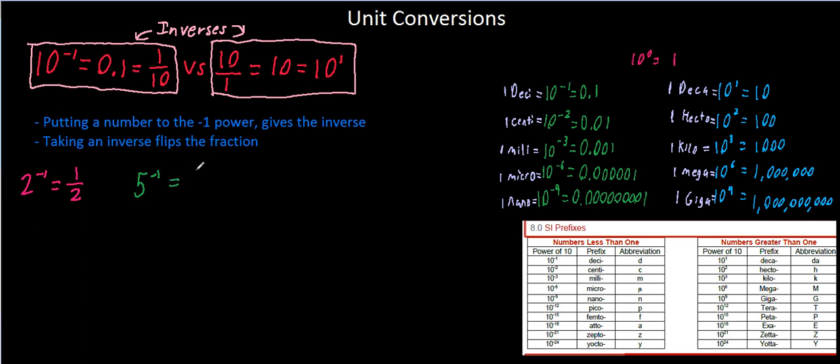Well, that's the same thing as saying 1 over 5, because 5 over 1 is the fraction version of 5. And so if this is true for any number, we can write this out as x to the negative 1. The inverse of x to the negative 1 is the same thing as saying just 1 over x. And then just insert any number for x.